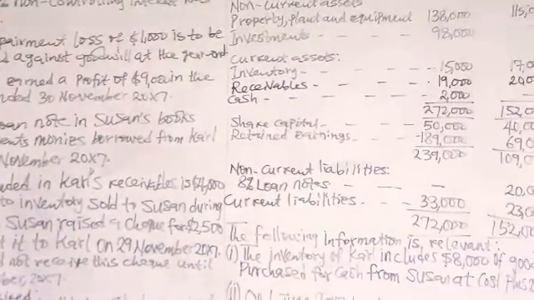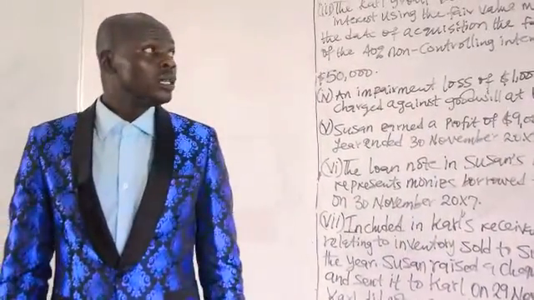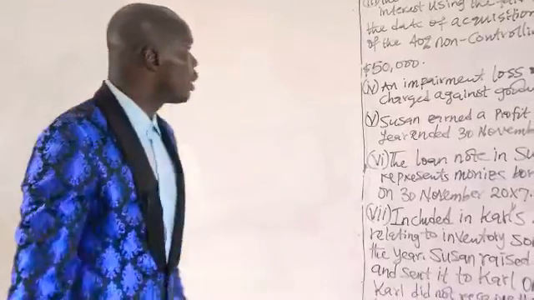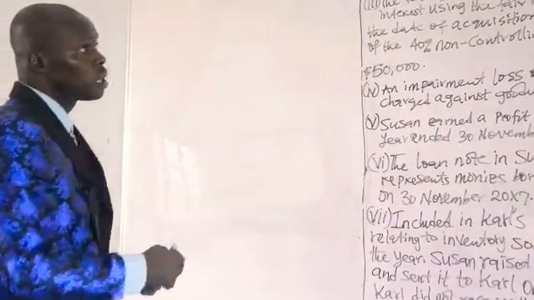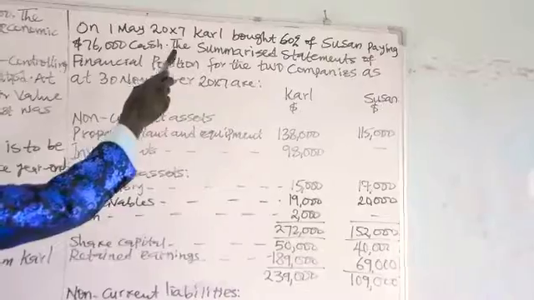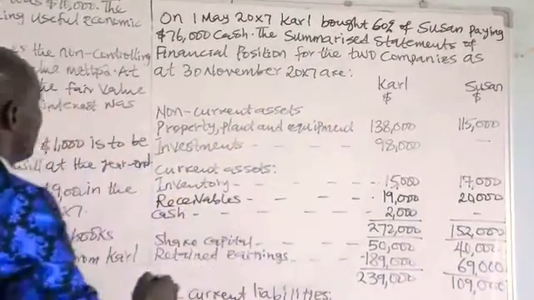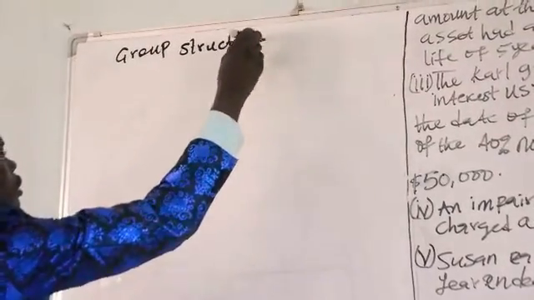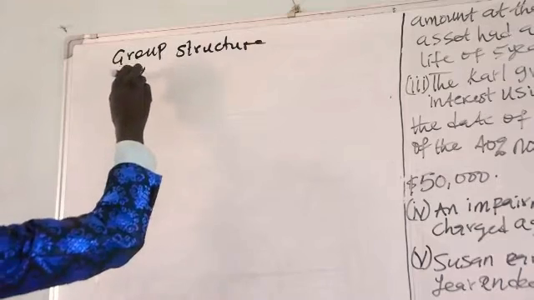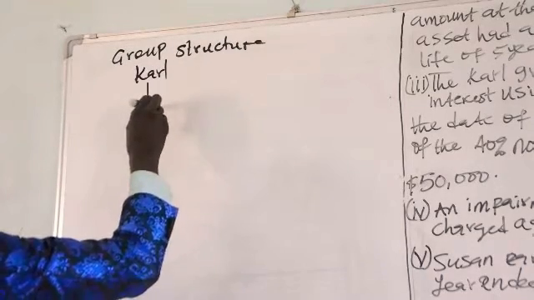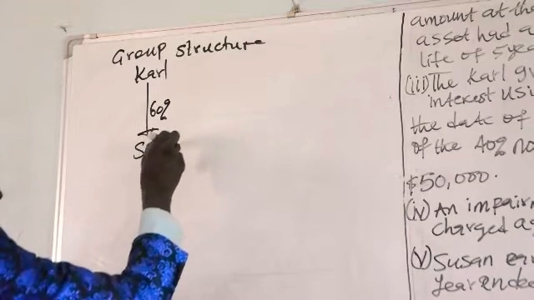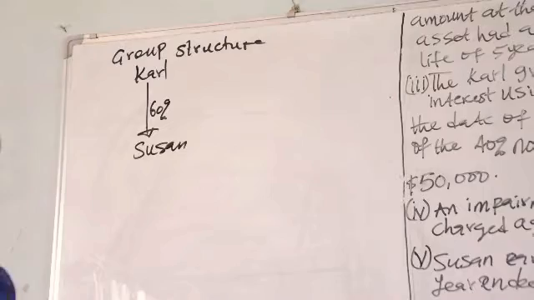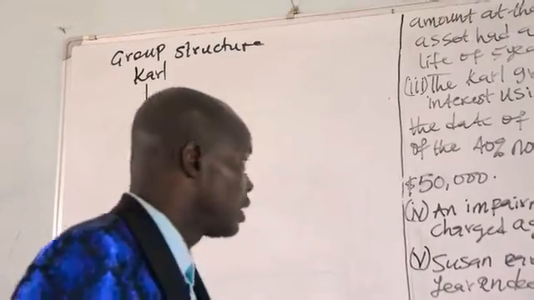I've told you that to answer questions on group, the first thing you do is to draw the group structure. We were told that on 1st May 2007, Carl bought 60% of Suzanne. So the group structure: you have Carl, which bought 60% of Suzanne.